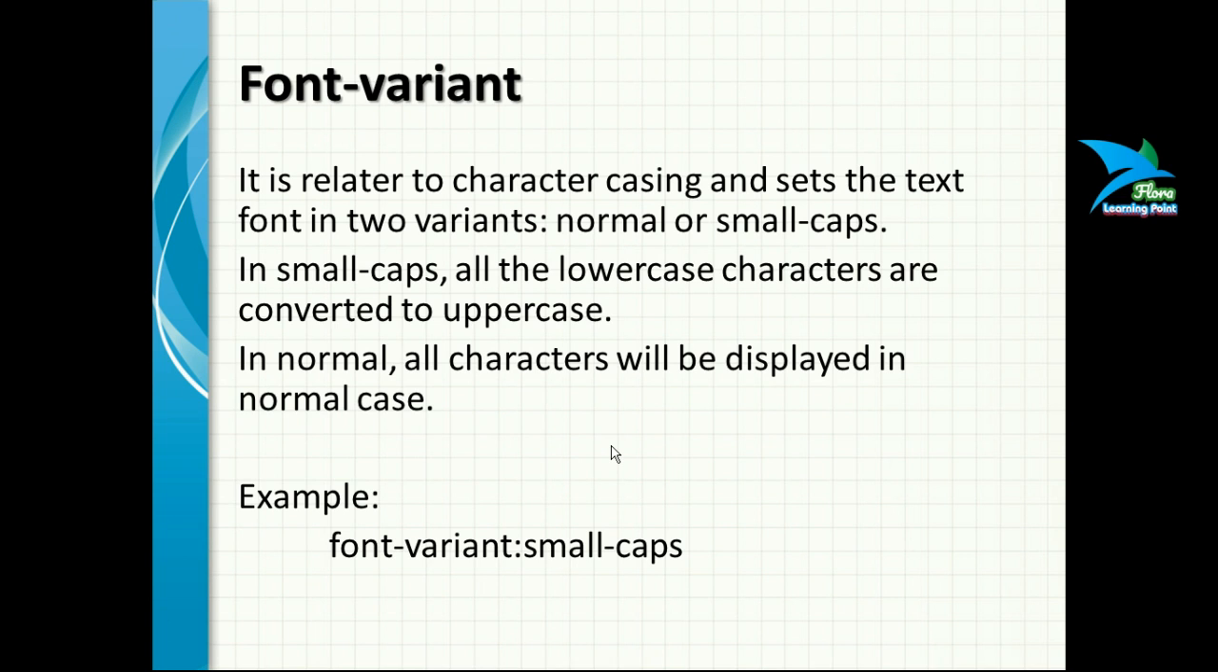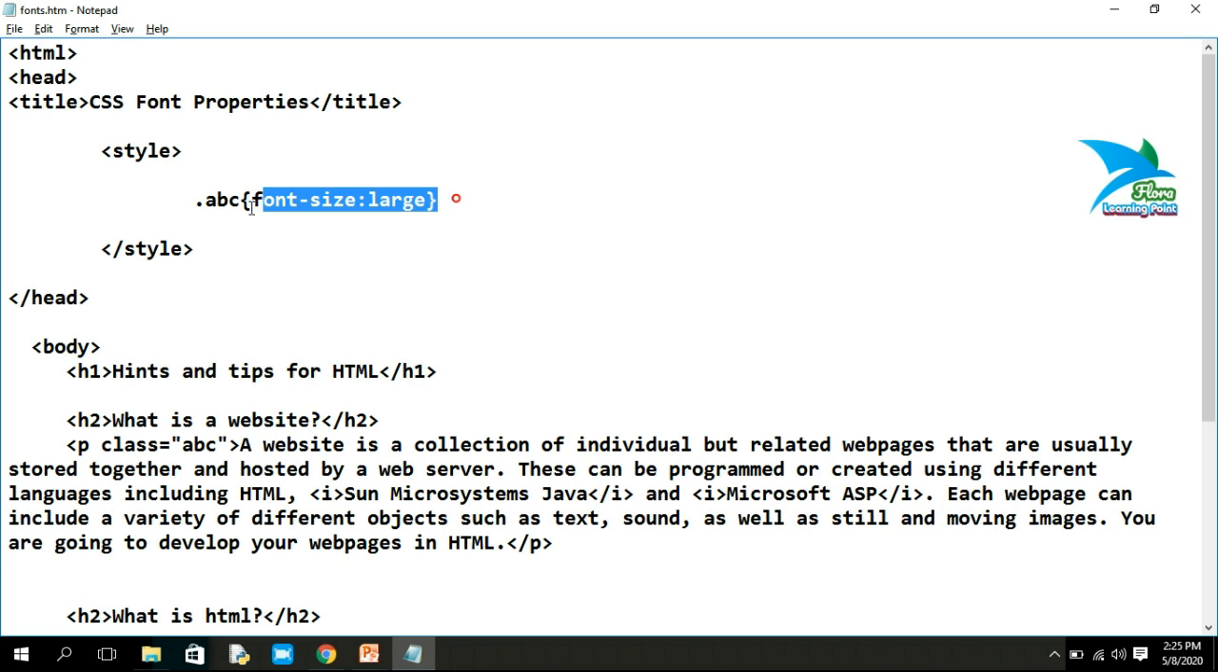Next we are having the font variant property. It is related to character casing and sets the text font in two variants, normal or small caps. In case of normal, the font will be displayed in normal case, but if you specify small caps, then all the lowercase characters are converted to uppercase. So that means we are having only two valid values: one is normal and the second one is small caps. So let's start how to use these properties.